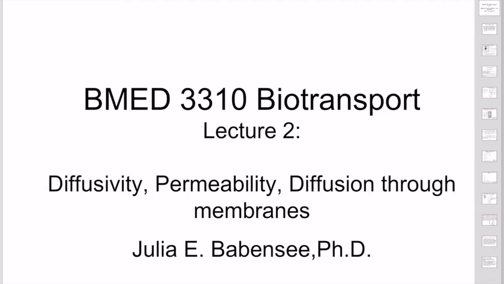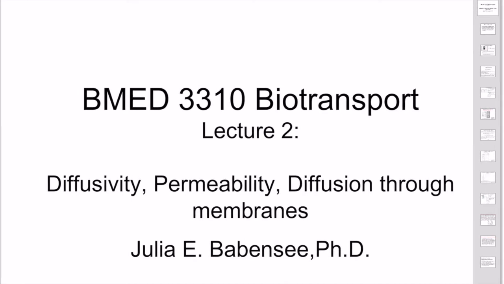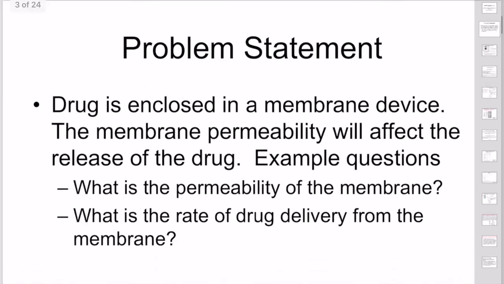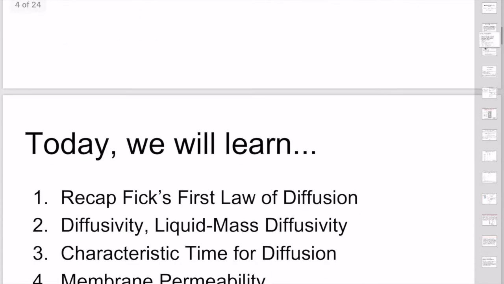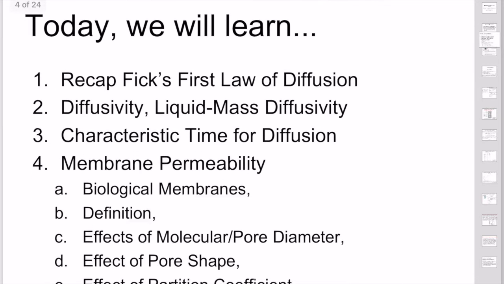Okay, this is lecture 2, where we're going to talk about diffusivity, permeability, and diffusion through membranes. And this is an example of the kind of problem we'll be addressing today. You might have a drug that's enclosed in a membrane, and the membrane has a permeability to that drug, and it will affect the rate of release of the drug. So example things we'll look at is, what is the permeability of the membrane, and what is the rate that the drug is being delivered through the membrane? So we'll look at things today that can answer that.